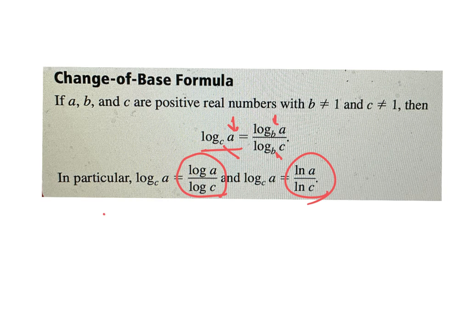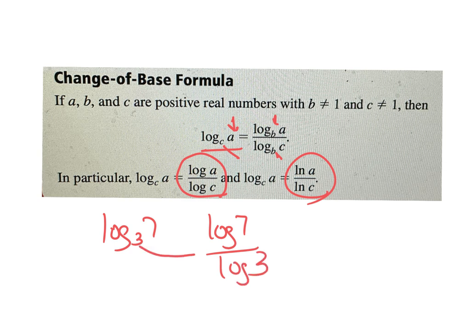So if I see one like log base 3 of 7, I don't know what that is. I can rewrite it like this, log 7 over log 3. I can change the base from 3 to base 10 as long as I put the base on the bottom. 3 goes on the bottom, 7 goes on the top. I could also write it like this, natural log 7 over natural log 3, and get the exact same answer.